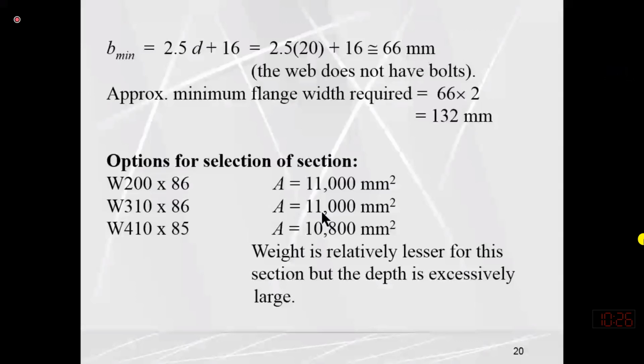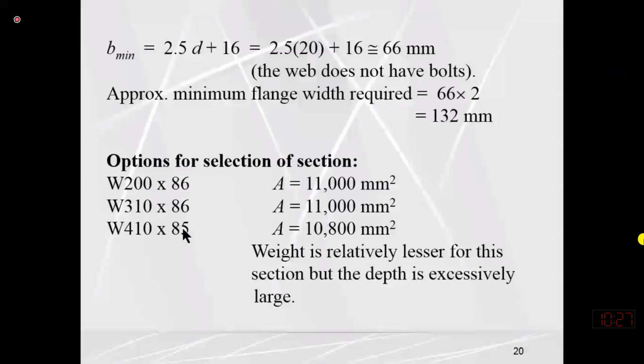On page number 17, I am having, in the third group, very first section W410 into 85. And this is having area 10,800, which is a little bit more than our requirement. So here I have selected these three trial sections. Trial means that these are not final.